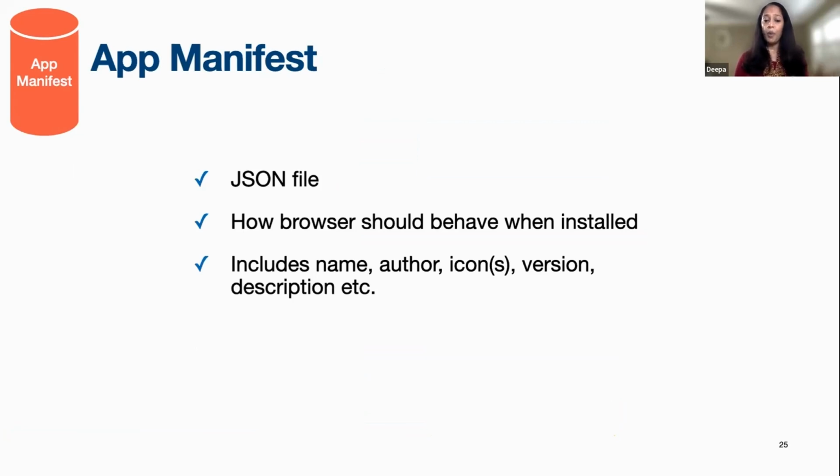So it's not only for mobile. You can develop apps for your desktops too, right? And it includes certain information. You would be able to say, hey, what would my app contain, right? There are some icons in it, and it should look like this. And you can have a description, a theme color, a background color, whatever you want to.